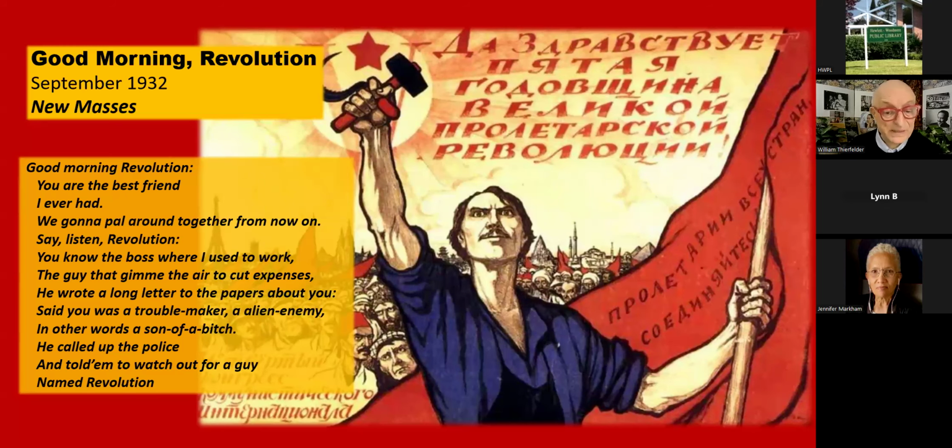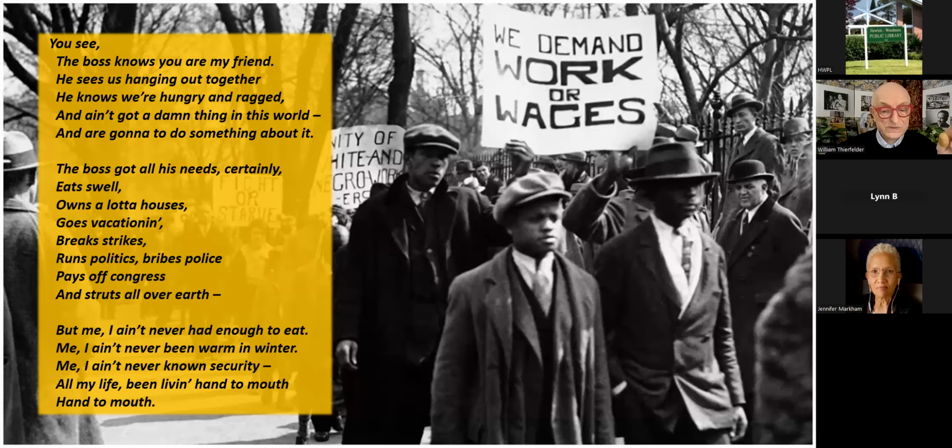He called up the police and told them to watch out for a guy named Revolution. You see, the boss knows you are my friend. He sees us hanging out together. He knows we're hungry and ragged and ain't got a damn thing in this world and are going to do something about it. The boss got all his needs, certainly. He's swell, owns a lot of houses, goes vacationing, breaks strikes, runs politics, bribes police, pays off Congress, and struts all over the earth. But me, I ain't never got enough to eat.